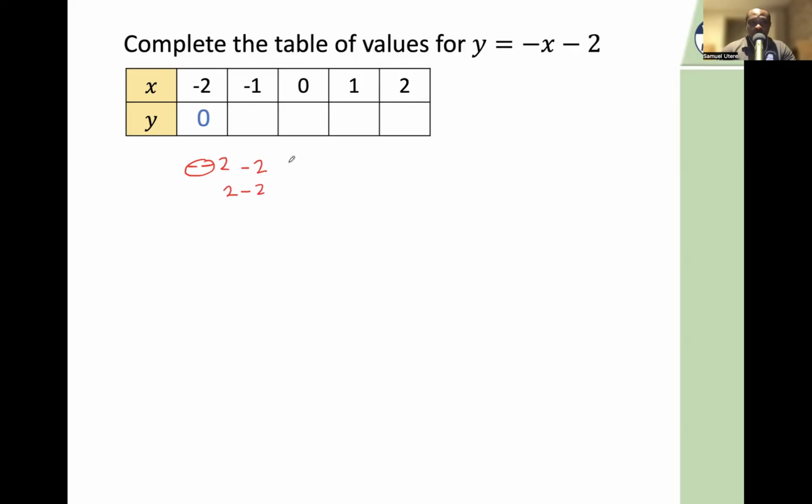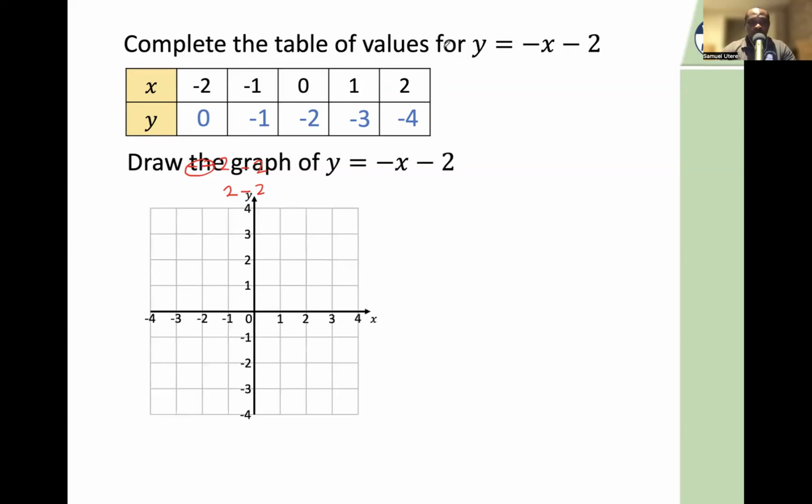Now for this one, that will be negative, negative 1, which will become 1. 1 subtract 2 will be negative 1. And we can begin to see what the values of the table should be. Now, when we plot this, we have the graph that looks like this. Interesting, isn't it? So even before we plotted the graph, we were able to say what the graph would look like by thinking about the characteristics of the graph.